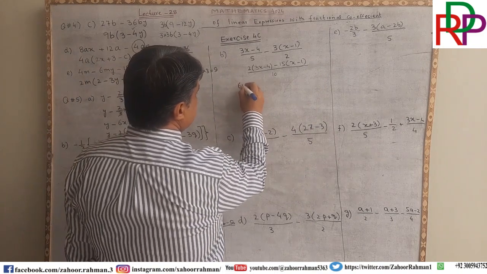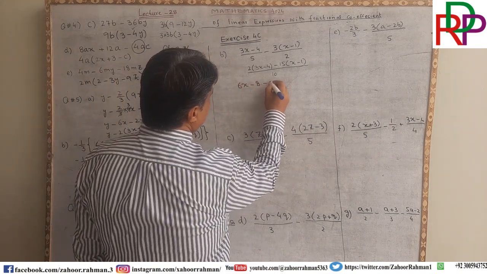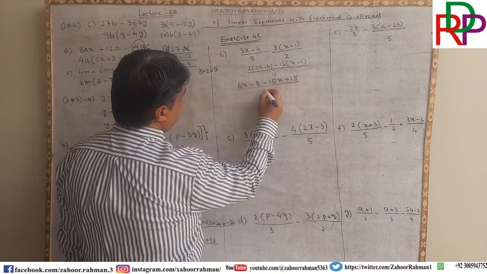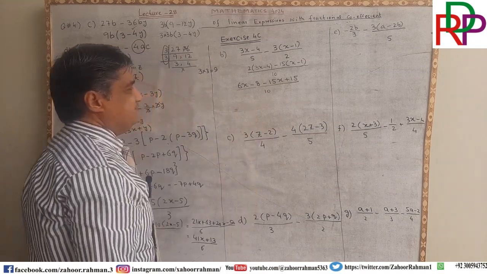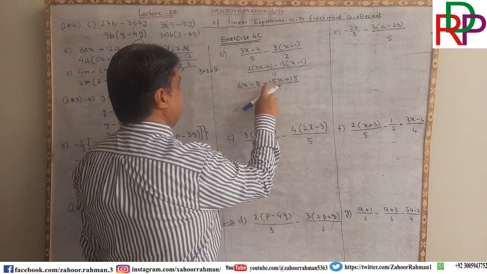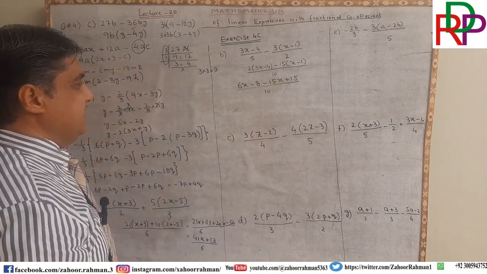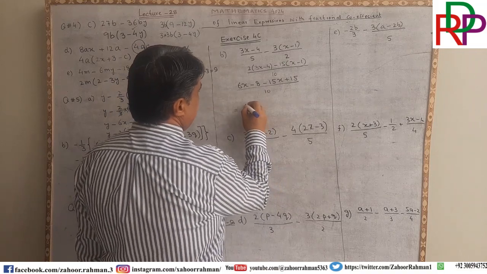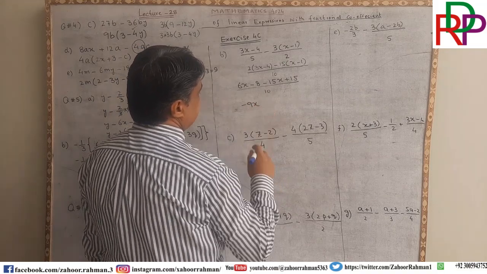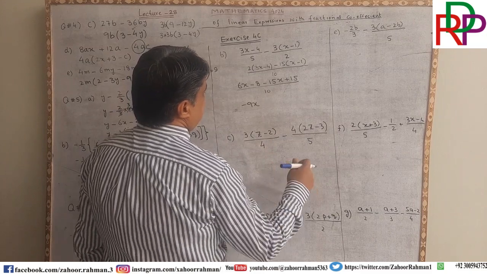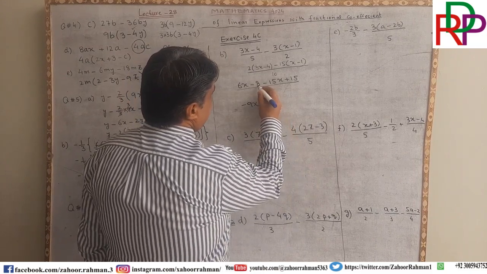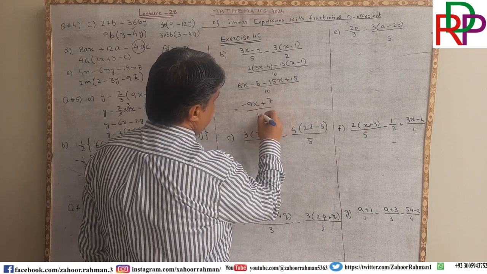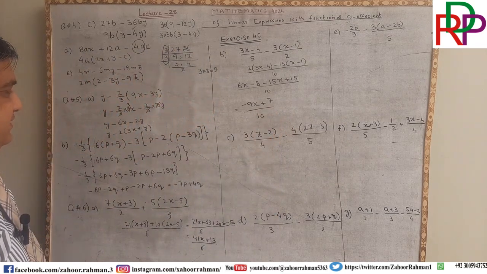So 6x minus 8 minus 15x plus 15, and then we will get 10. And finally, 6x minus 15x. 6x and minus 15x will give you minus 9x. And minus 8 and plus 15, so it will give you plus 7, divided by 10, and that is the ultimate answer.